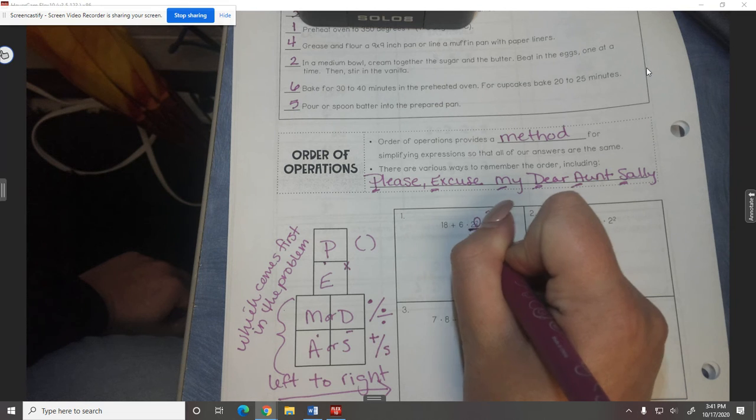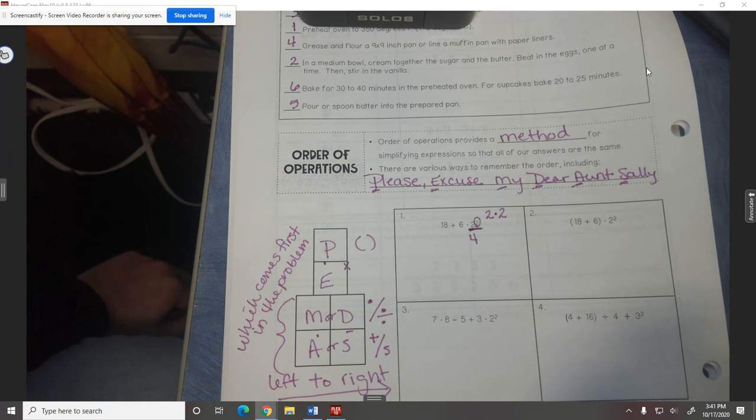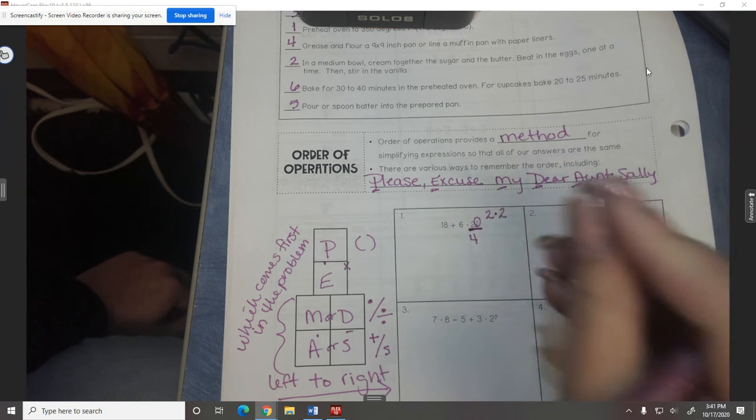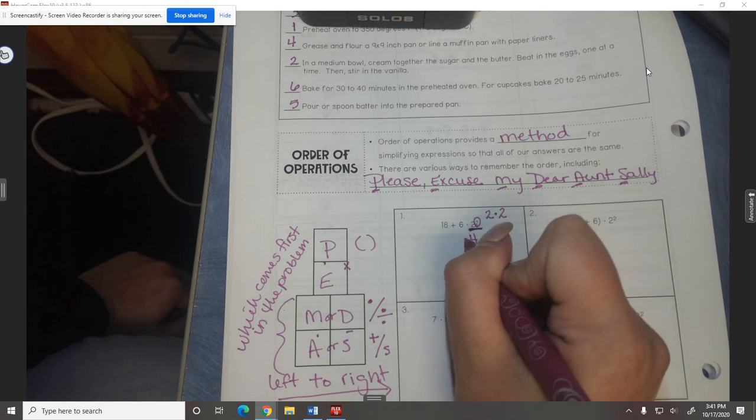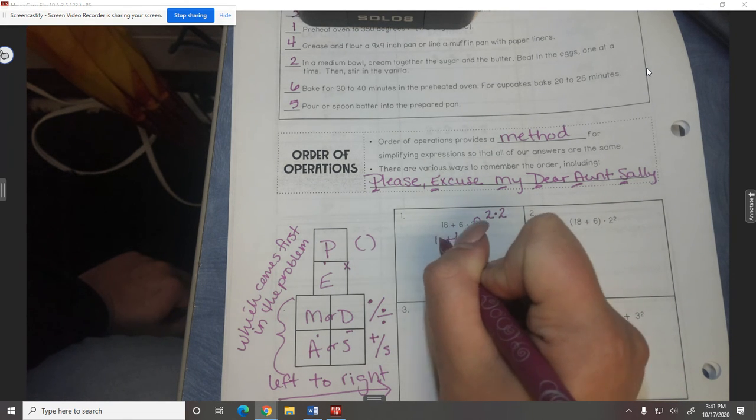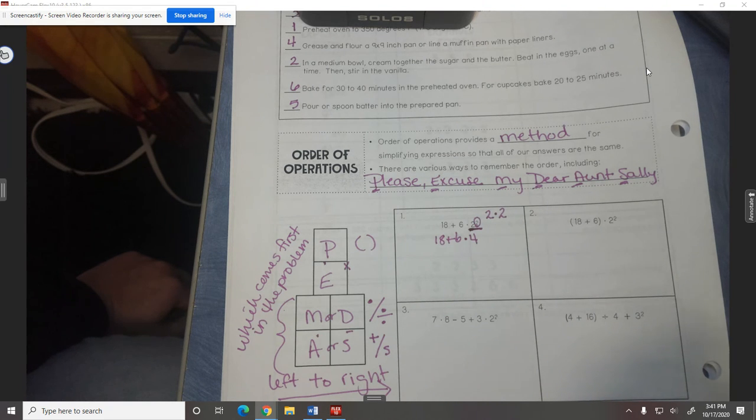So I'm going to underline that because that's what I'm working with. Each piece that I work with, I underline. It just draws my attention to that piece right there. And then I'm going to bring down everything else that's not underlined. So I don't have any more parentheses. I don't have any more exponents.